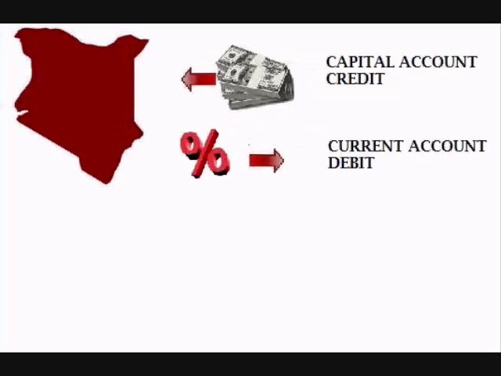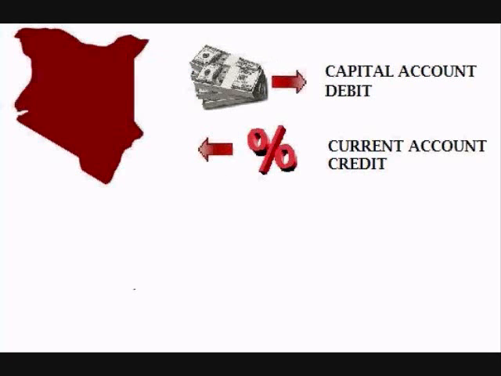It is important to note that when capital is transferred into a country for investments, for instance to buy stocks or bonds, it counts as a credit on the capital account. However, the interest or dividend that is paid on those assets goes back out of the country and counts as a debit on the current account.